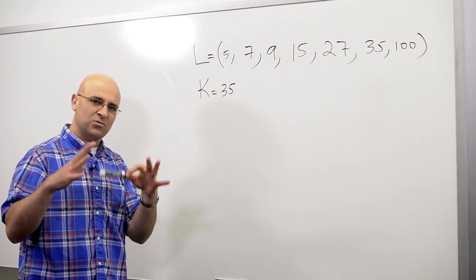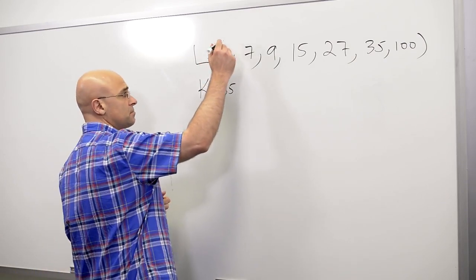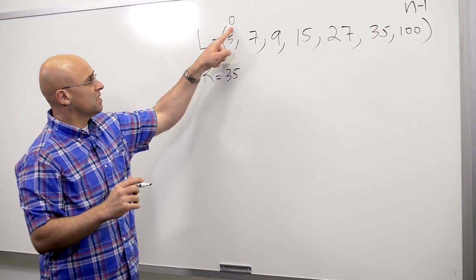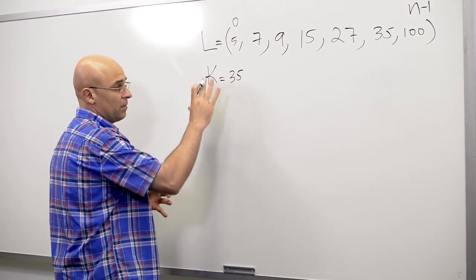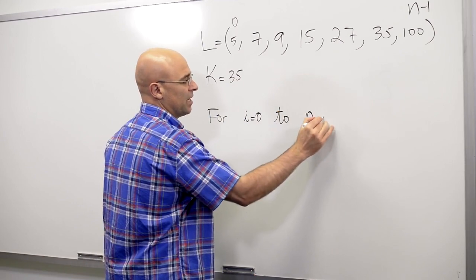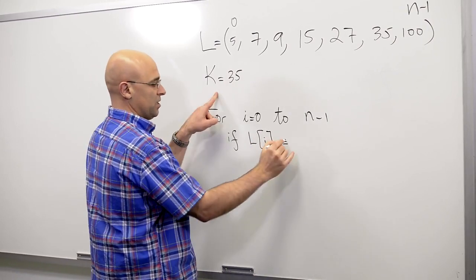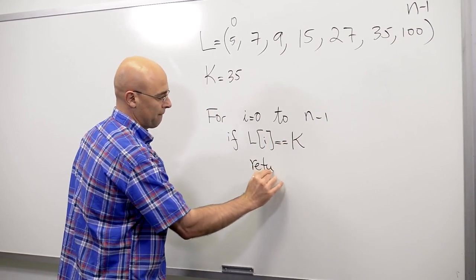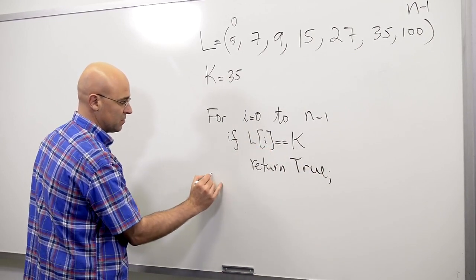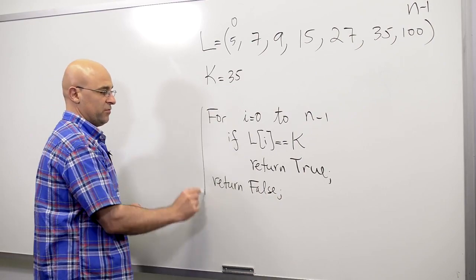And if I want to write it in not real code, but in some hybrid between English and real code, which we call pseudocode, suppose I have the list starting at position 0 and going all the way to position n-1. So it has n elements indexed from 0 to n-1. One way to solve this problem: for i equals 0 to n-1, if L[i] is equal to this k that I'm interested in, return true. Else, if I have gone through all the elements and haven't found it, return false.